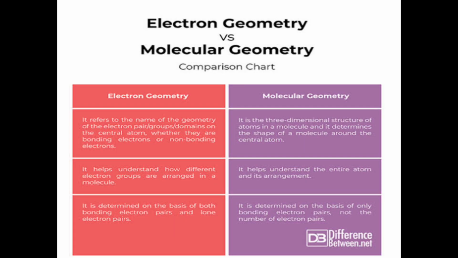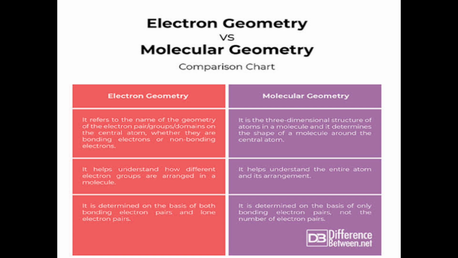Additionally, we can look at the difference between them. For instance, you can see that electron geometry refers to the name of the geometry of the electron pair, while molecular geometry is the 3-dimensional structure of atoms in a molecule. Electron geometry helps us to understand how different electron groups are arranged in a molecule. Molecular geometry helps us to understand the entire atom and its arrangement.